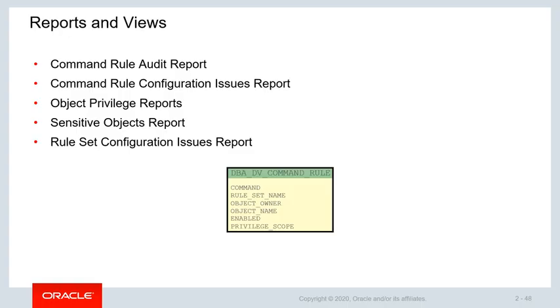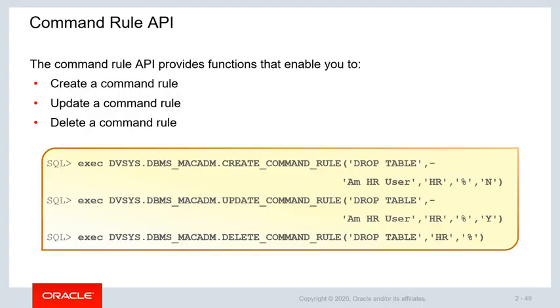The data dictionary view DBA_DV_COMMAND_RULE contains information about all the database vault command rules that exist within your database. Now there is a command rule API. And with the command rule API, you have the possibility to create command rules, update them, and delete them. So you're going to use the package DBMS_MACADM of the user DVSYS, and you use procedures like CREATE_COMMAND_RULE, UPDATE_COMMAND_RULE, or DELETE_COMMAND_RULE to manage your command rules.